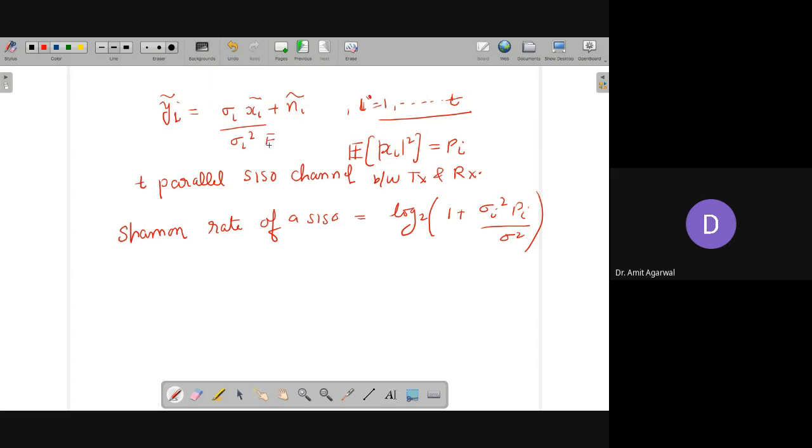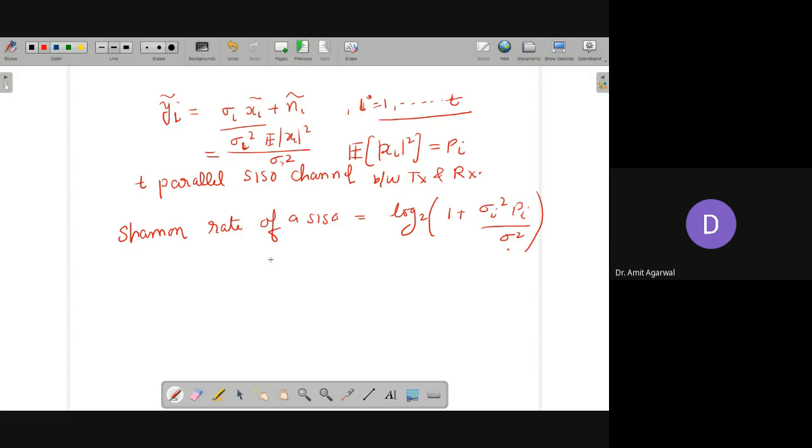Sigma squared Pi by sigma squared. This sigma squared is different from that sigma squared, so don't confuse them. One is the noise variance, and the other is your singular value. So the SNR is sigma squared Pi by sigma squared.